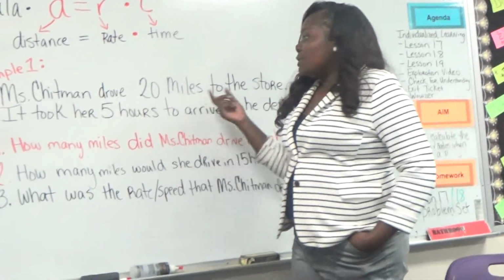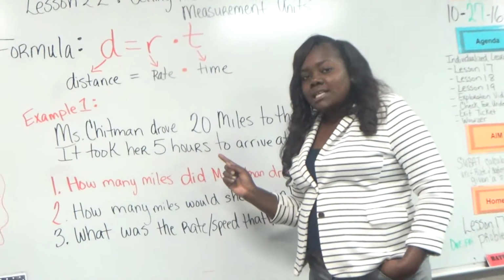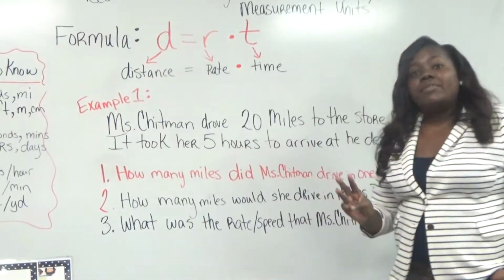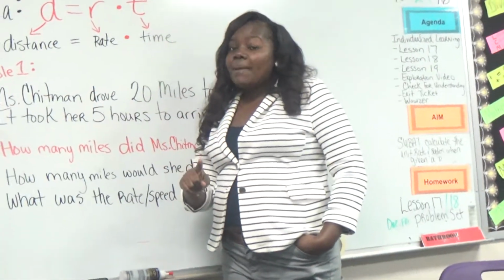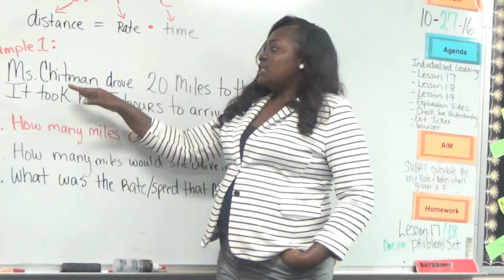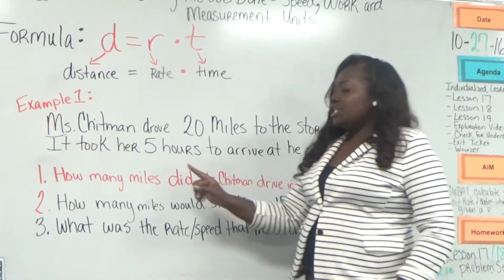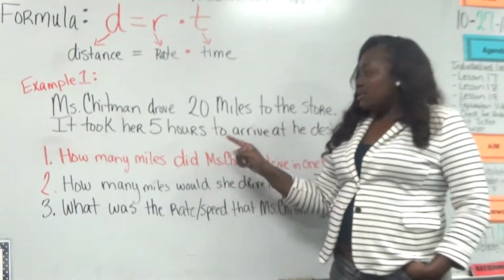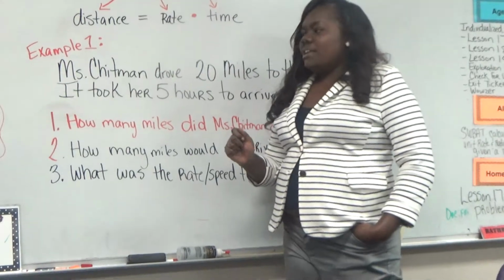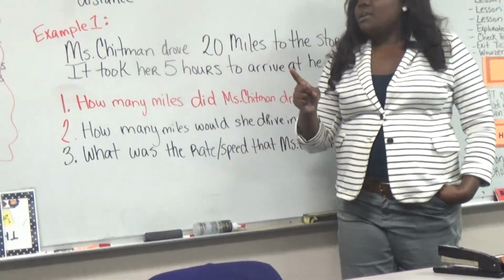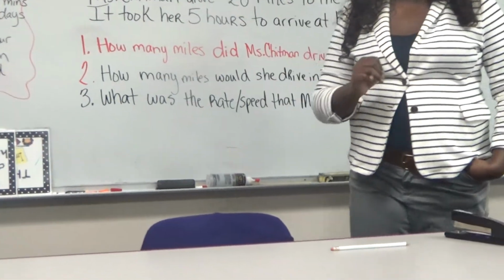Alright, so here's our first example. I'm going to see if you can pull out what we have listed, if we have distance, time, or rate listed in example 1. So here it is. This is not on your packet, so just track the board. Miss Chipman drove 20 miles to the store. It took her 5 hours to arrive at her destination. Raise your hand if you can tell me if I have the distance listed, if you see the time, or if you see a rate listed in our problem.